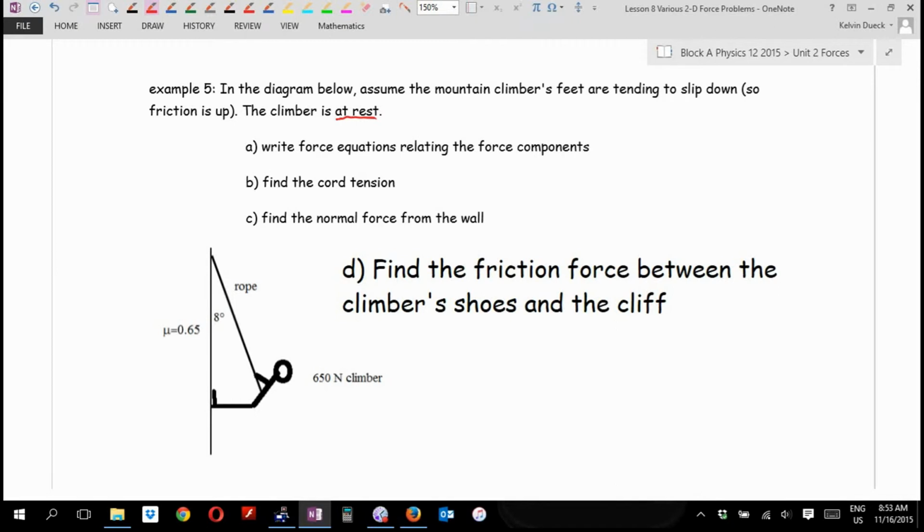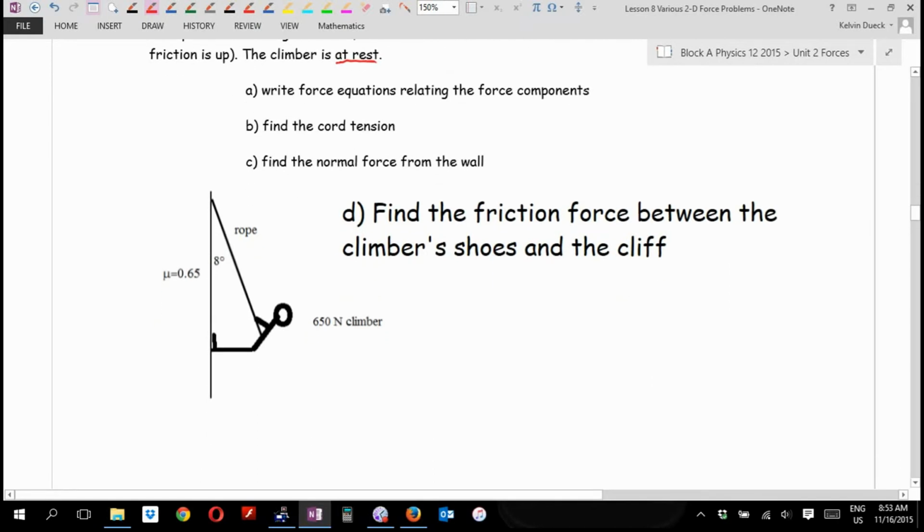A says, write force equations relating the force components. We're actually going to do that in our free body diagram along the way and just take care of it. Really what I'm interested in is we're going to find part B, the tension, part C, the normal force. Apparently there is a normal force. And then part D, the friction force between the climber's shoes and the cliff.